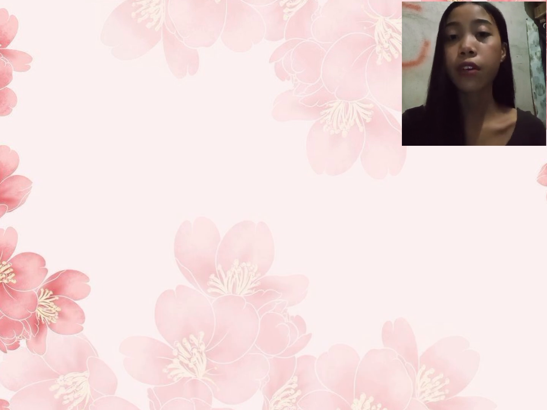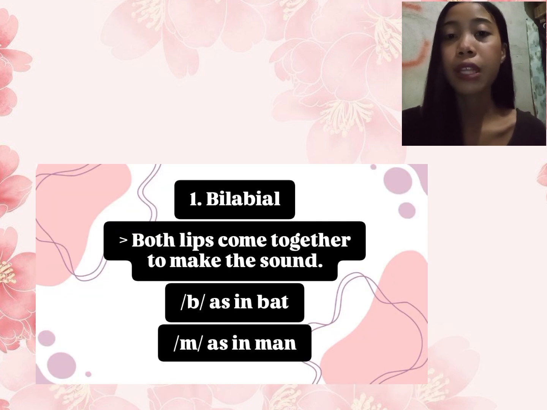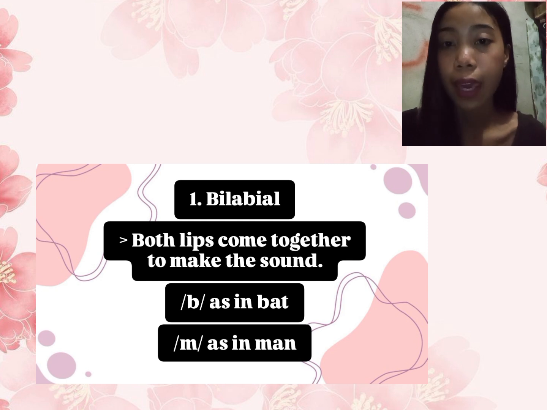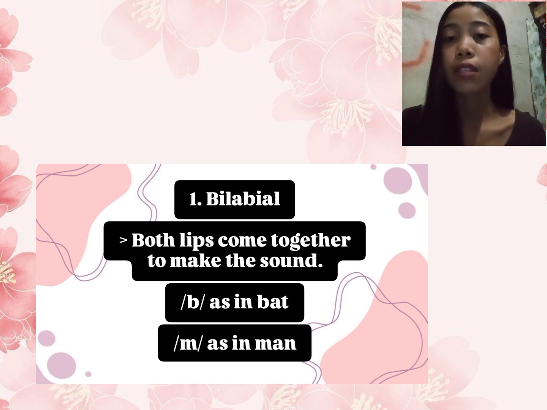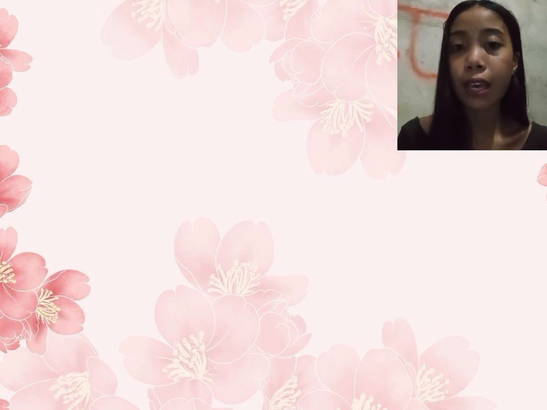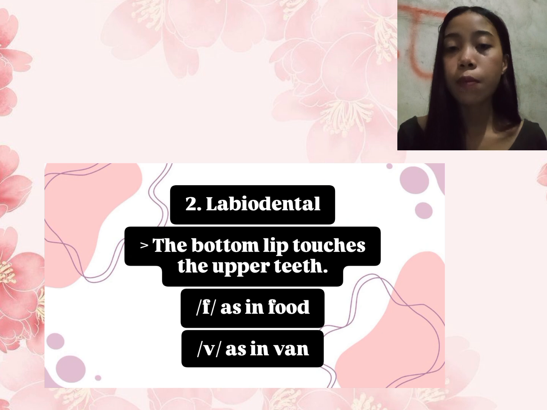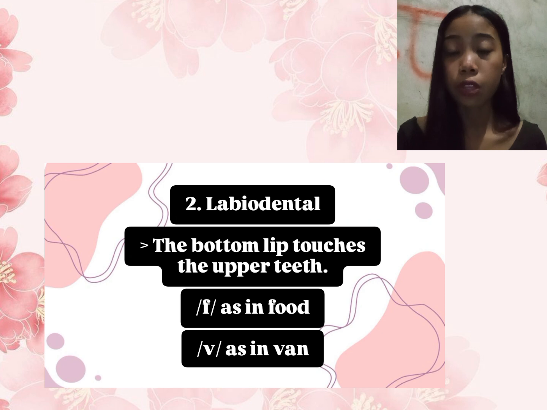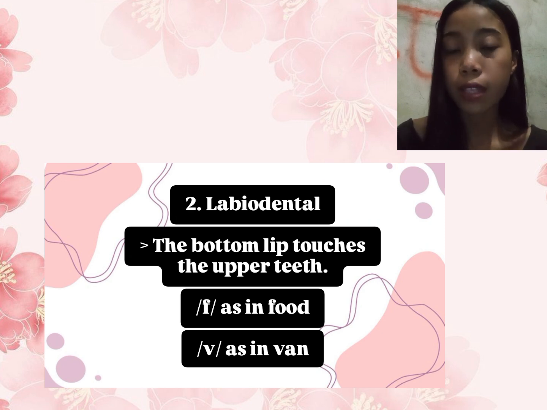So first, we have the bilabial. Bilabial means that both lips come together to make a sound. For example, ba, bat, and man. That's the example of bilabial. So next, we have the labiodental. For labiodental, the bottom of your lip touches the upper part of your teeth. For example, food and van. That's the example of labiodental.